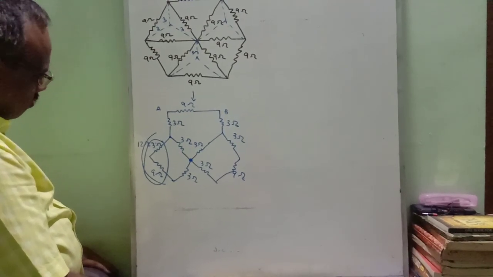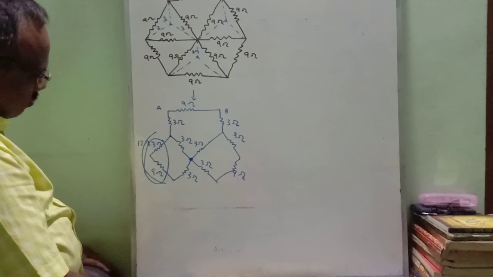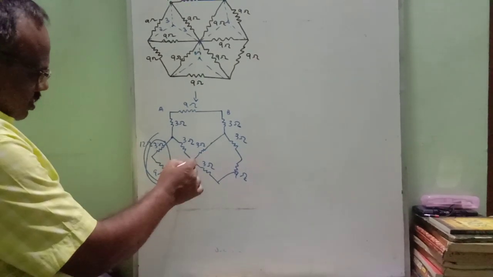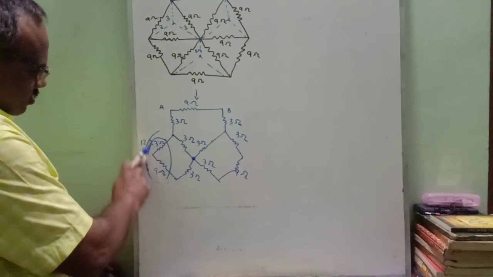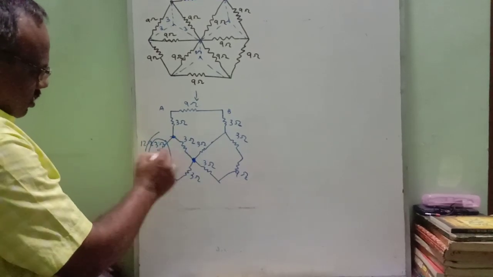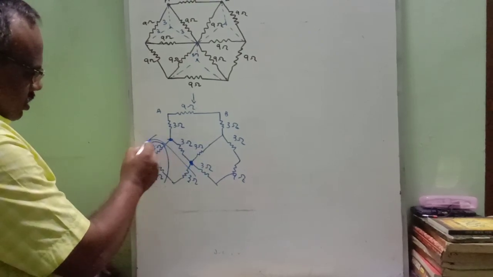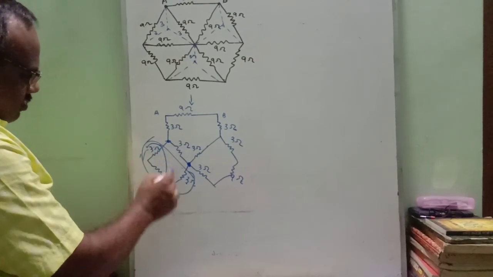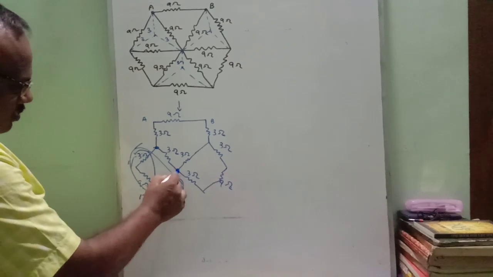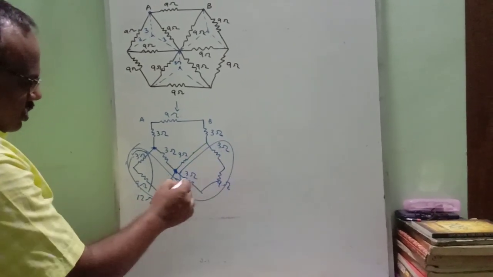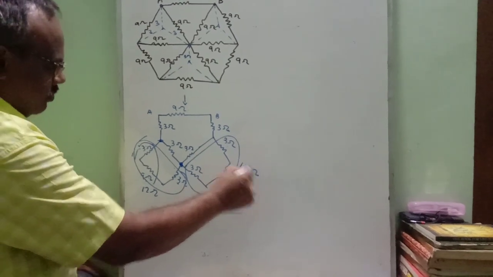Now if you go up to this point, in between these 2 points, this is 3, 9, 3. These 3 are in series, so it will become 12 ohm. And in between these 2 points, these 3 are also in series, so it will become 12 ohm.